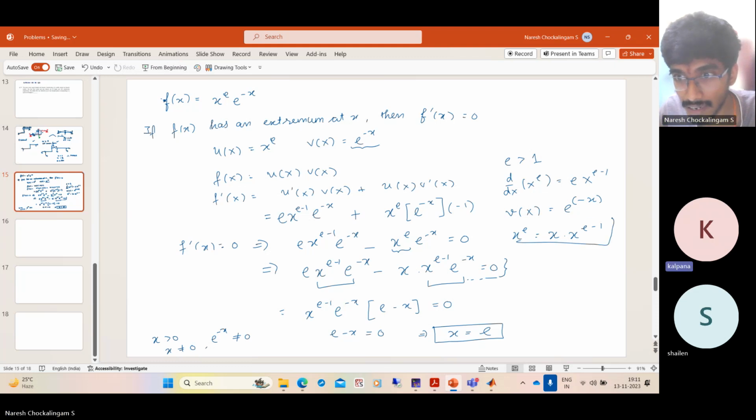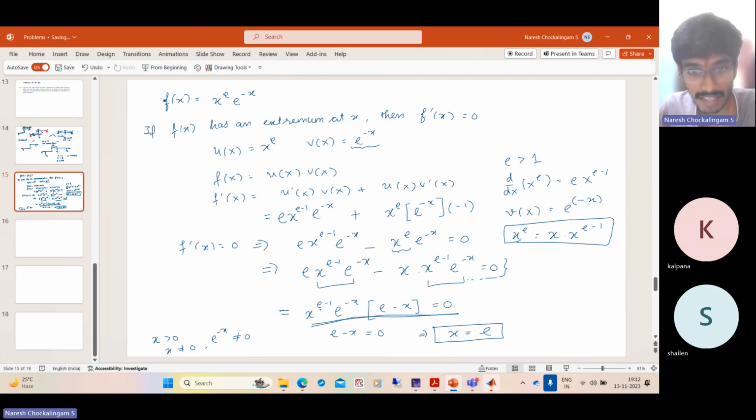This one? No. Second last, below. This one? This step? Yes. I mean, how? What is difficult here? So how did you reason that x should be e?